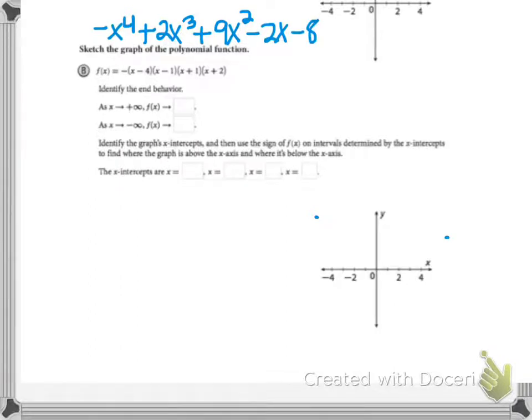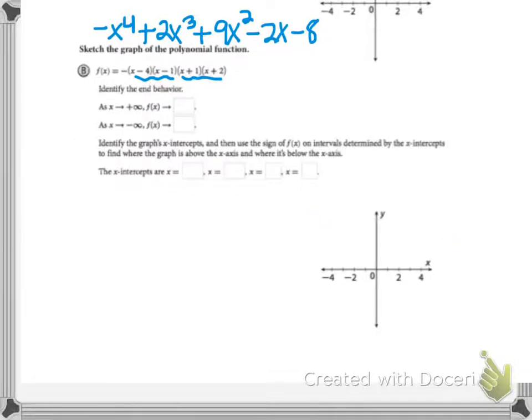So I just FOILed these out, and then these out, and then I multiplied those together, and then took the opposite of everything. Now, you don't have to do this to be able to graph these, so I just wanted to give you an idea of how complicated this function looks, and why the graph's going to be quite complicated as well.